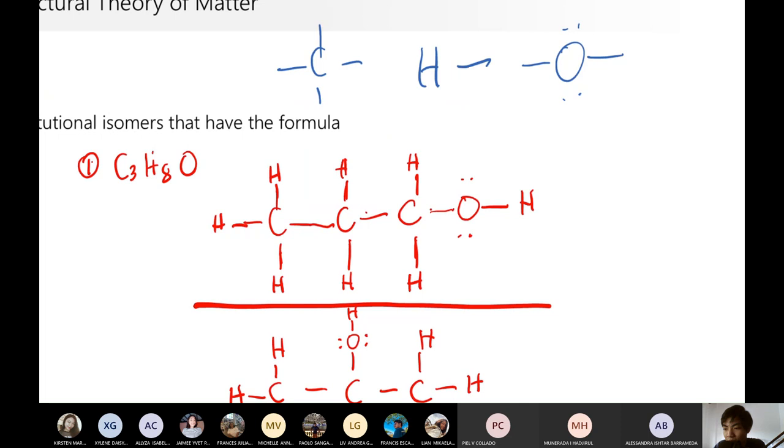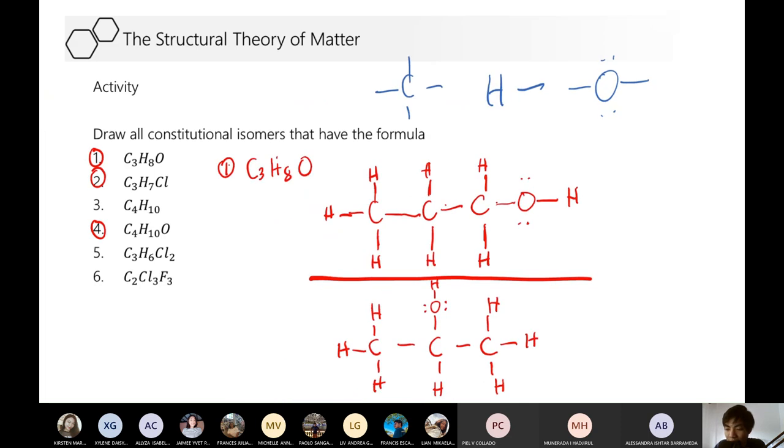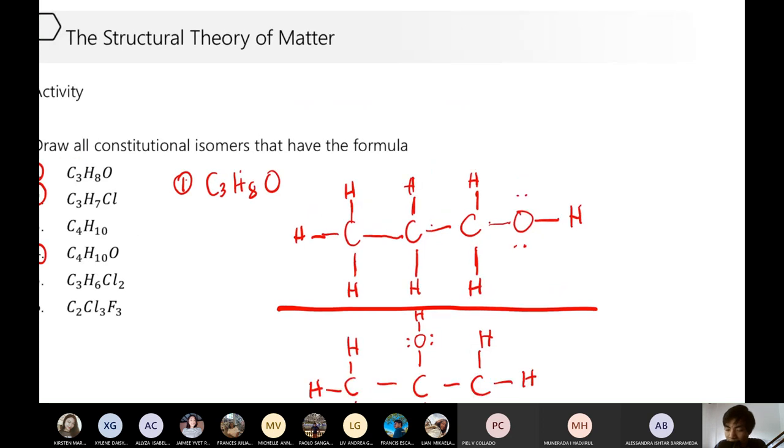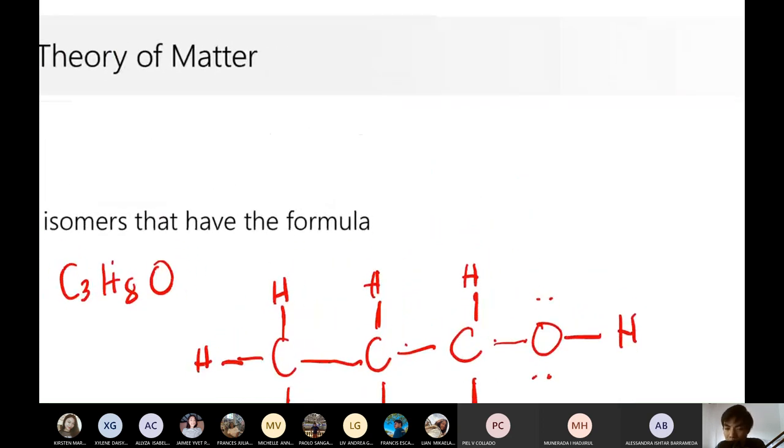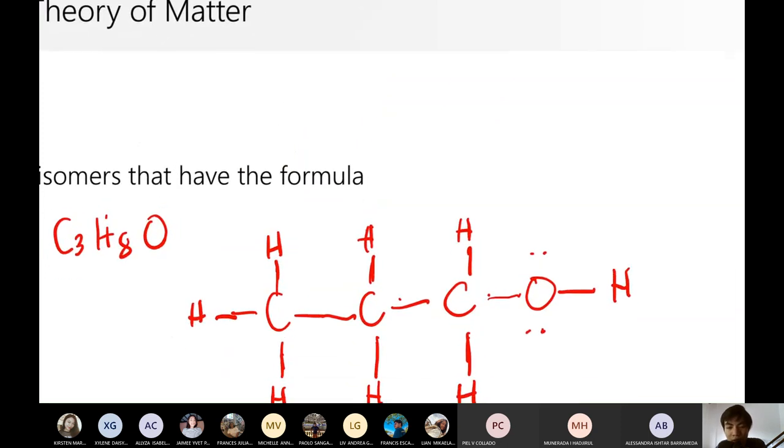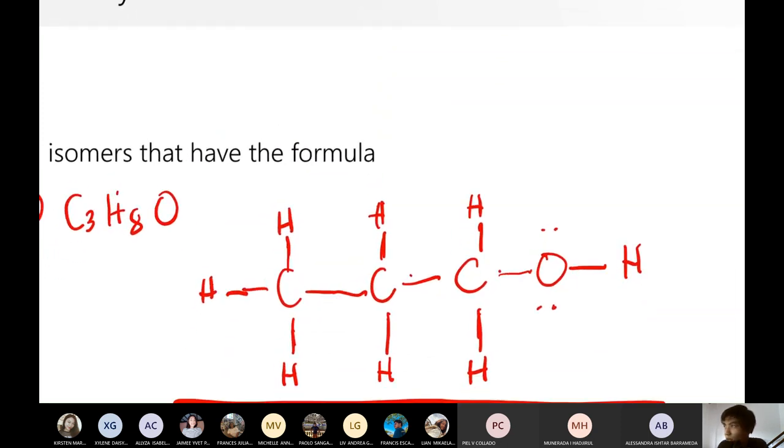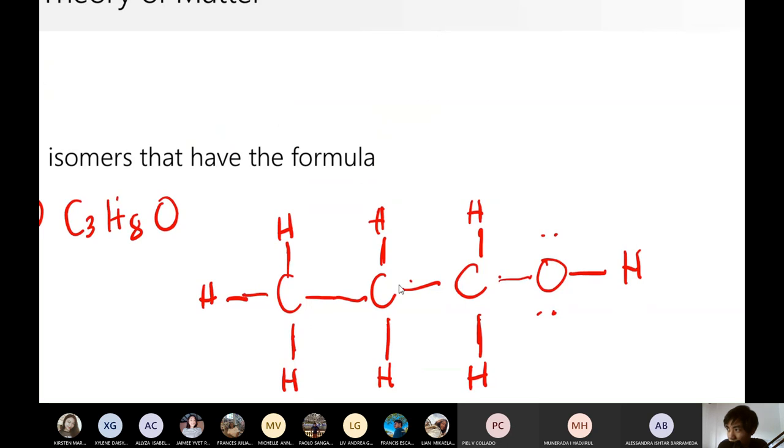Teka lang, kailangan ko ng space. Burahin ko itong nasa taas. So, pwede naman, yung oxygen, hindi ko siya idugtong sa hydrogen. Pwede ko siya idugtong sa dalawang carbon. So, kumbaga, you have your carbon chain, idugtong mo siya sa gitna. So, kunwari, dyan na lang. So, maintained pa rin yung valency ng mga atoms, then you can attach the other atoms na lang.